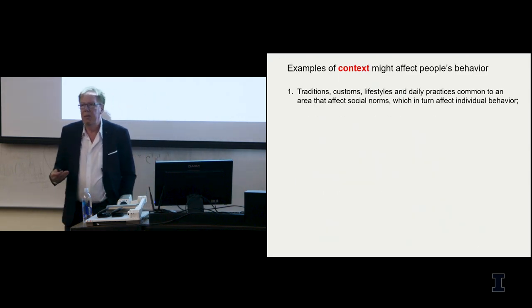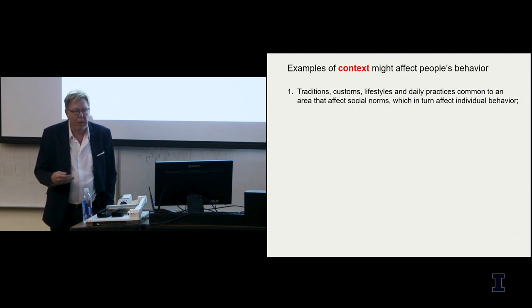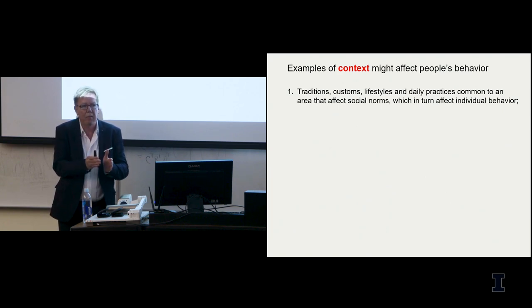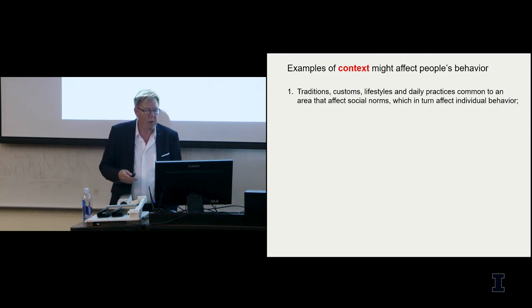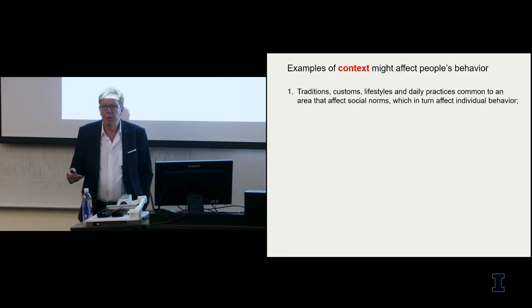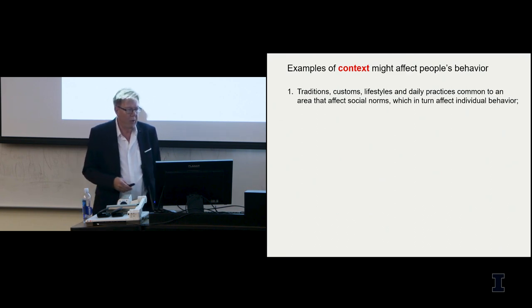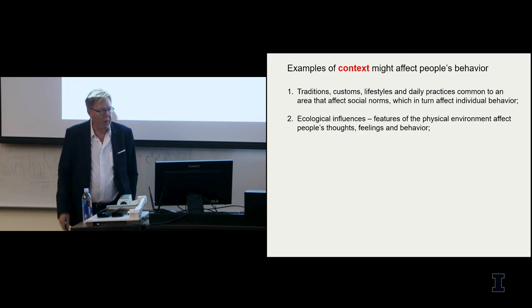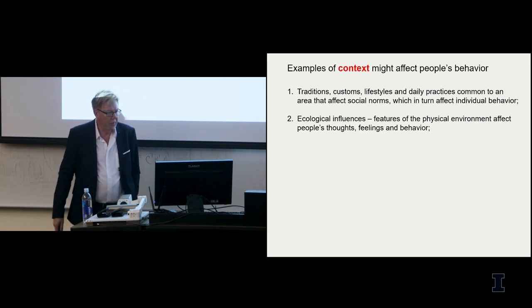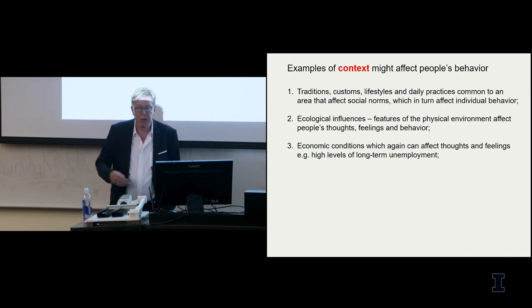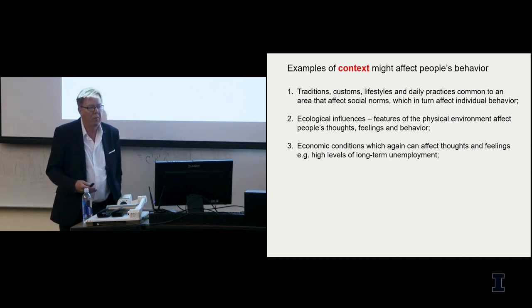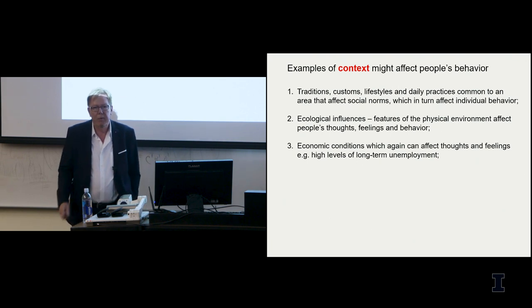So what is this thing? What can it be? There's a whole series of things it possibly could be. How does where you live possibly affect how you think and how you behave? Possibly it's because of traditions, customs, lifestyles, and daily practices which are common to an area, and that affect social norms, which in turn affect individual behavior. Ecological influences are the features of the physical environment that might affect people's thoughts and feelings. Are there economic conditions, which we can't measure but might be there, like persistent unemployment, which can affect people's outlook on life and ultimately their behavior?